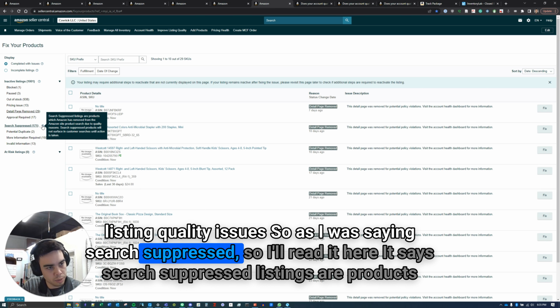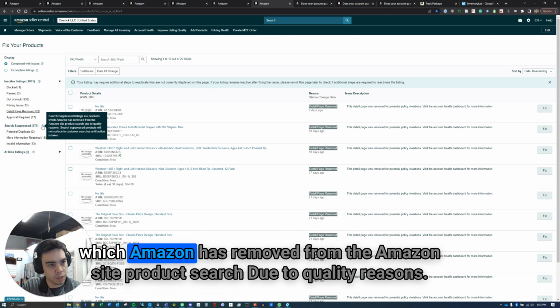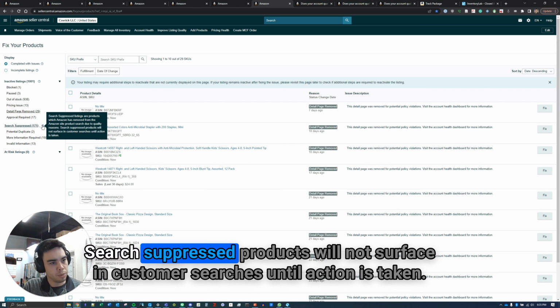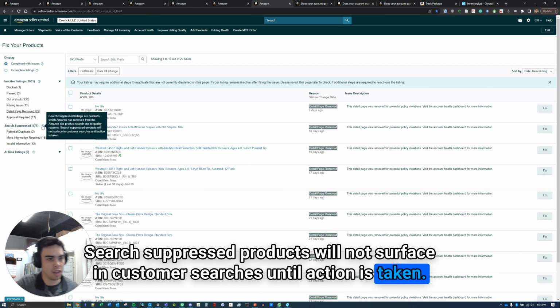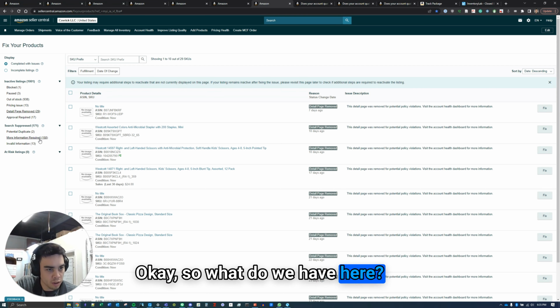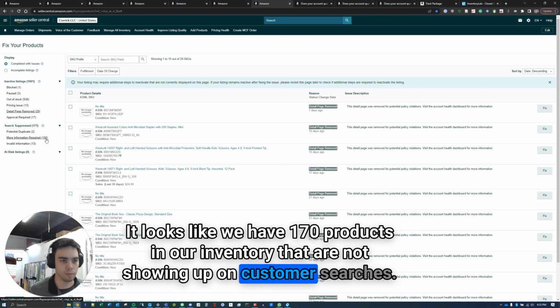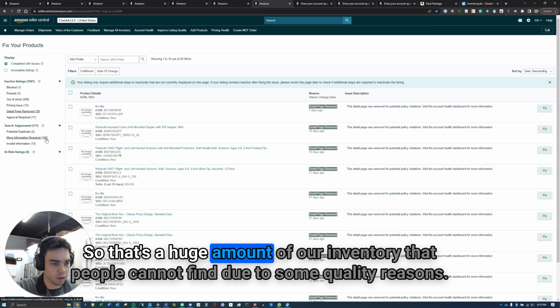So as I was saying, search suppressed. So I'll read it here. It says, search suppressed listings are products which Amazon has removed from the Amazon site product search due to quality reasons. Search suppressed products will not surface in customer searches until action is taken. Okay, so what do we have here? It looks like we have 170 products in our inventory that are not showing up on customer searches. So that's a huge amount of our inventory that people cannot find due to some quality reason.